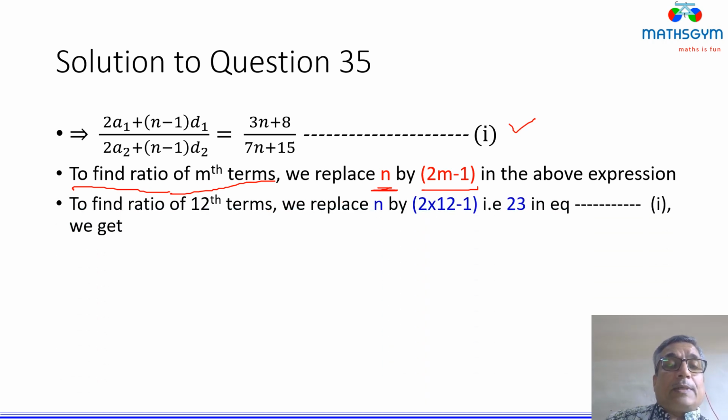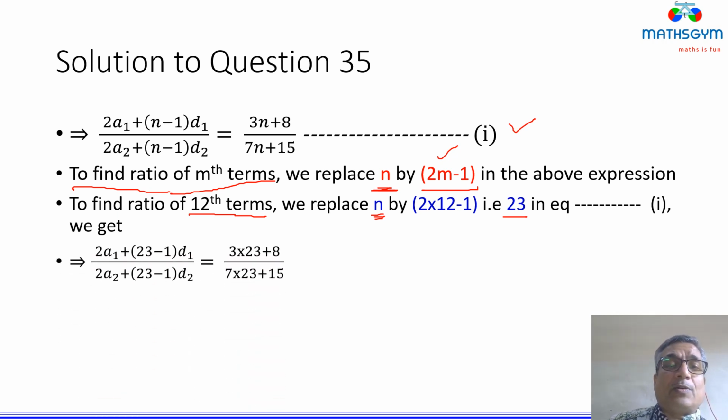In this question, we had to find the ratio of the 12th term. So to find the ratio of the 12th term, we replace n by 2m minus 1. Instead of m, we write 2 into 12 minus 1, which is 24 minus 1, equal to 23. This we are going to replace in place of n in the entire equation 1. And you know that in an equation, you cannot do any variation on only one side, so we need to do the same thing on both sides.